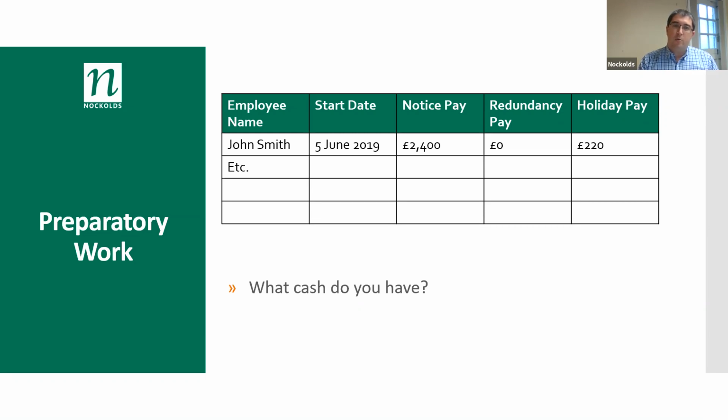So the first port of call is to create a spreadsheet. I want a very, very simple example there. Name of the employee, what their start date is, notice pay, redundancy pay, and their holiday pay to a particular date. Let's just say, for argument's sake, the 1st of July, and work out what all those costs are for everyone, from the very top, the most senior directors, all the way down to the most junior staff. And the benefit of having this grid is it gives you a flavour for how expensive this process could be, and allows you to role play different scenarios.